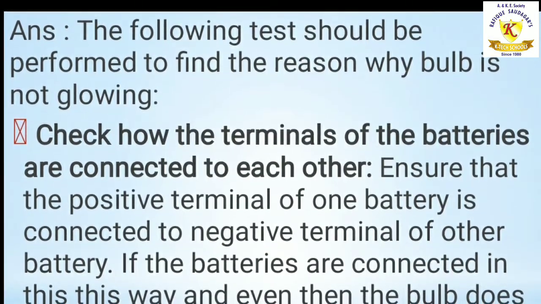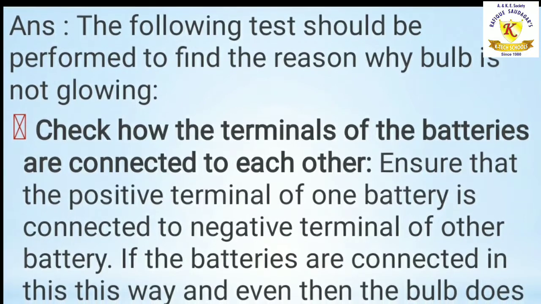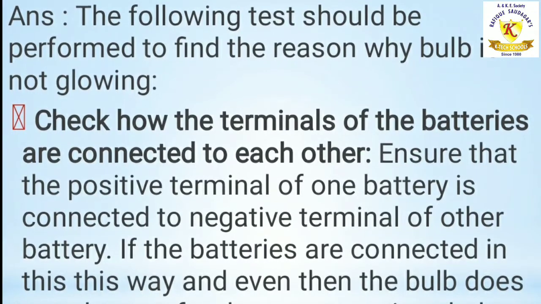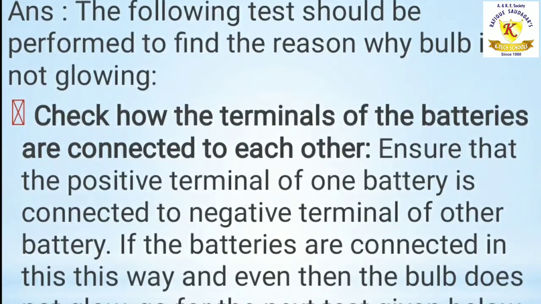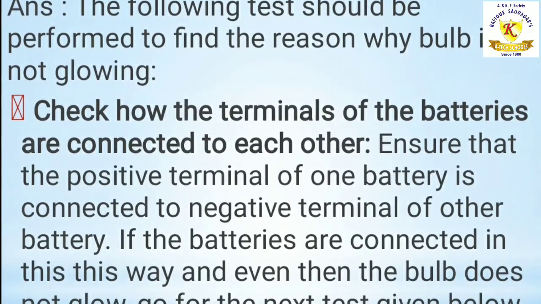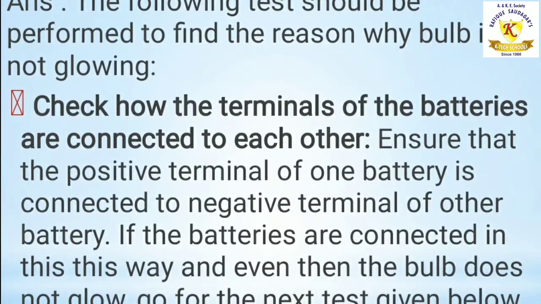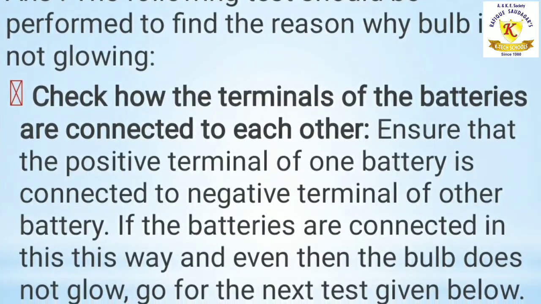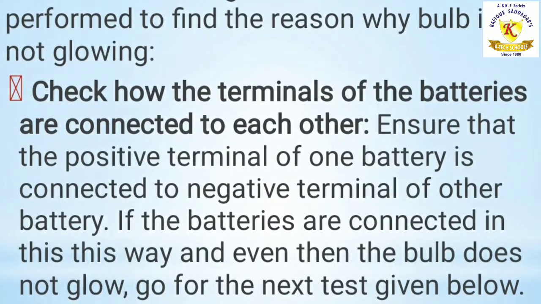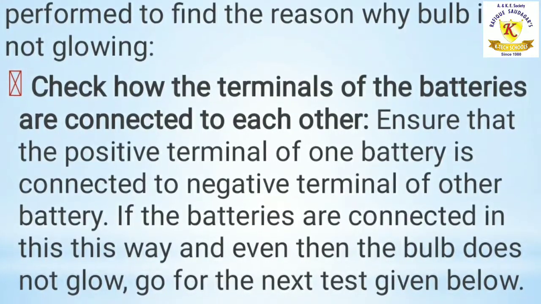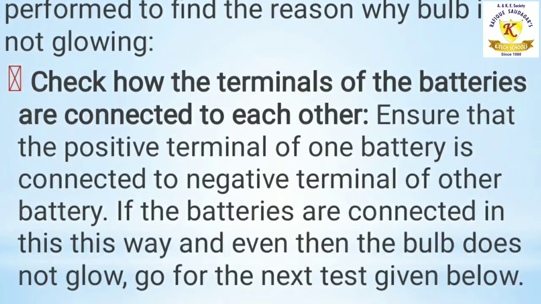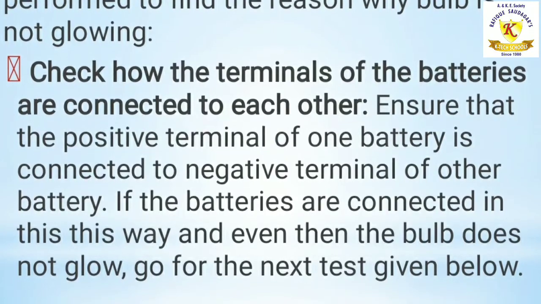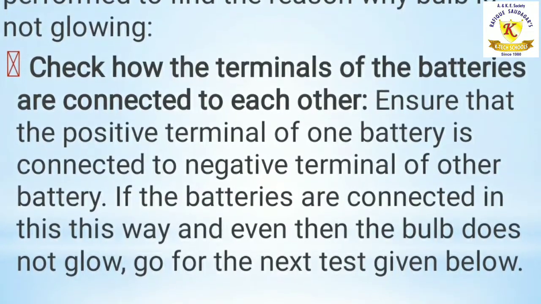Answer. The following tests should be performed to find the reason why the bulb is not glowing. Check how the terminals of the batteries are connected to each other. Ensure that the positive terminal of one battery is connected to the negative terminal of the other battery. If the batteries are connected in this way and even then the bulb does not glow, go for the next test given below. Let's see the next test.